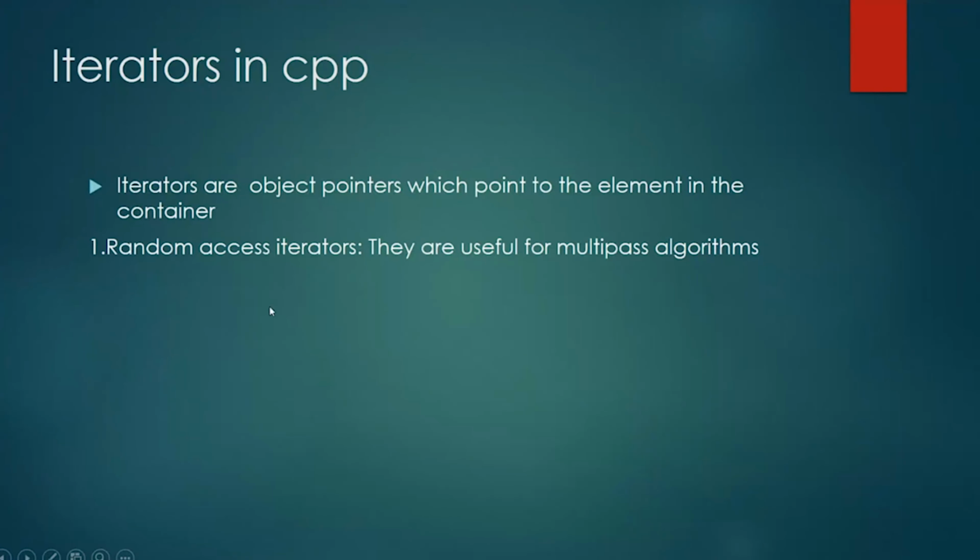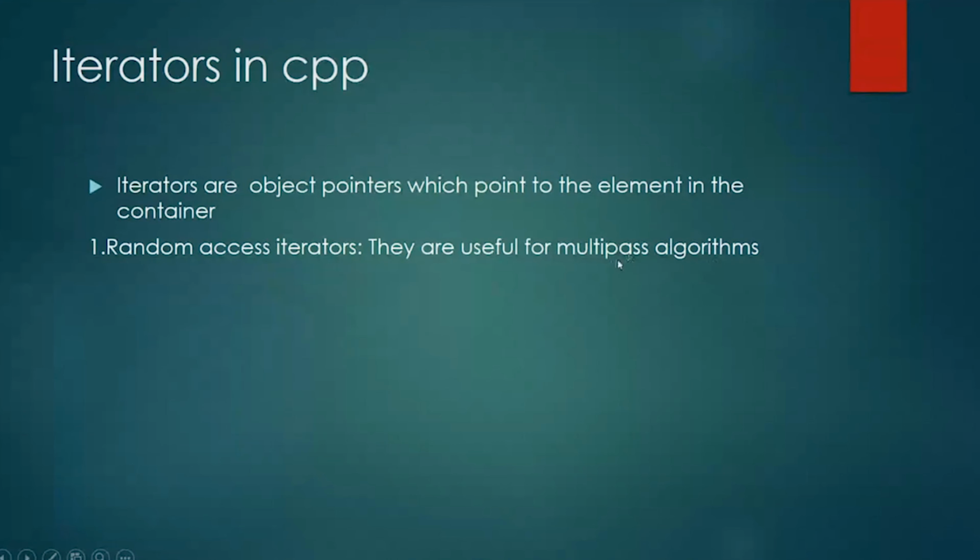So what are random access iterators? Random access iterators are iterators which can be used to access any element of the vector randomly. You need not go from the beginning of the vector to the desired element. You can directly access any element using these iterators. They are very helpful and powerful. They are used for multipass algorithms.